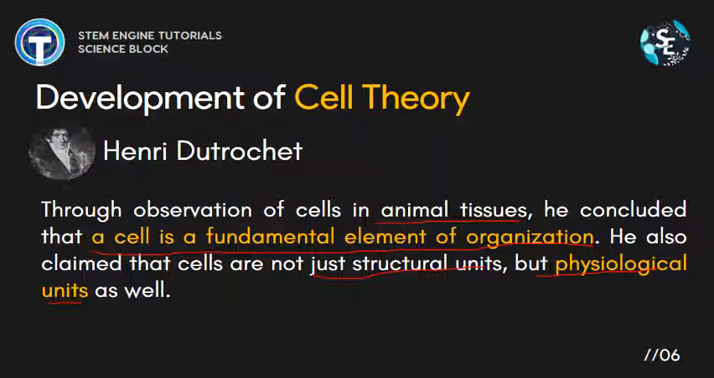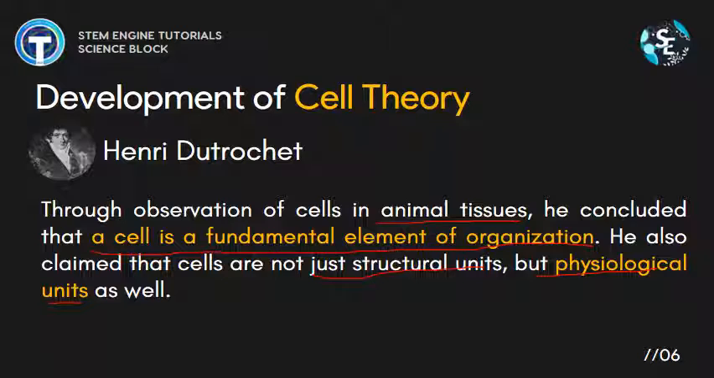And then we have Henri Dutrochet. So, ano naman ang relevance ni Henri Dutrochet? Kasi typically, ang mga naririnig lang natin pangalan sa cell theory is si Hooke, si Leeuwenhoek, si Schleiden, si Schwann, and si Virchow. So, what is the contribution of Henri Dutrochet in the development of cell theory? So, through observation of cells in animal tissues, so eto na.